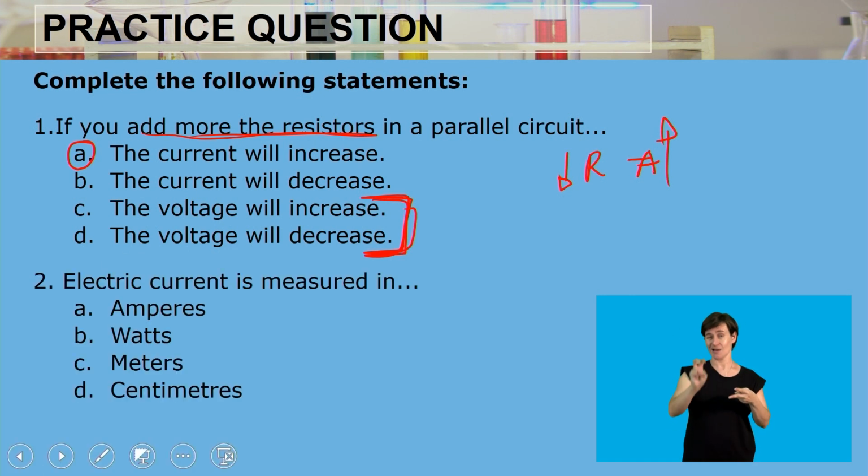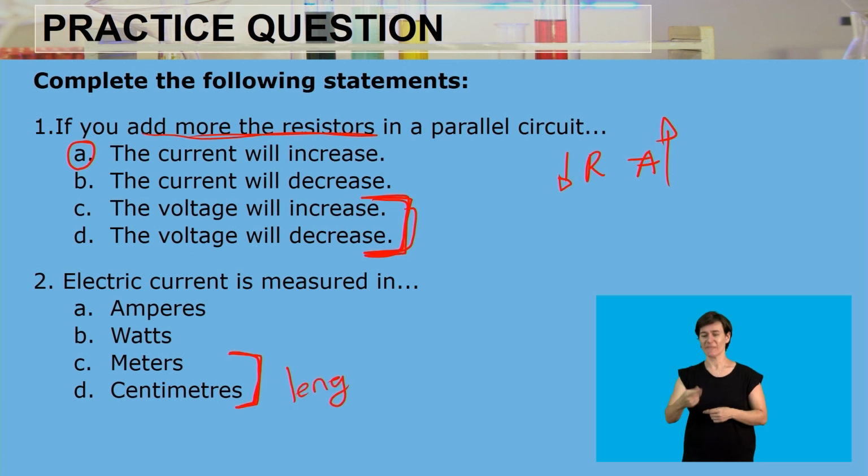Second question, the electric current is measured in, is it amperes, watts, meters, or centimeters? Now we need to remember that the last two, meters and centimeters, are measures of length, not current. And watts is the measure of power. So power is measured in watts, and we should know that our current is always measured in amperes. So electric current is measured in amperes.